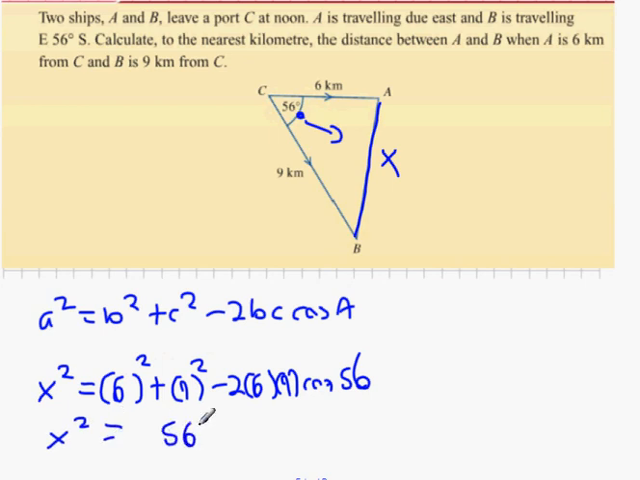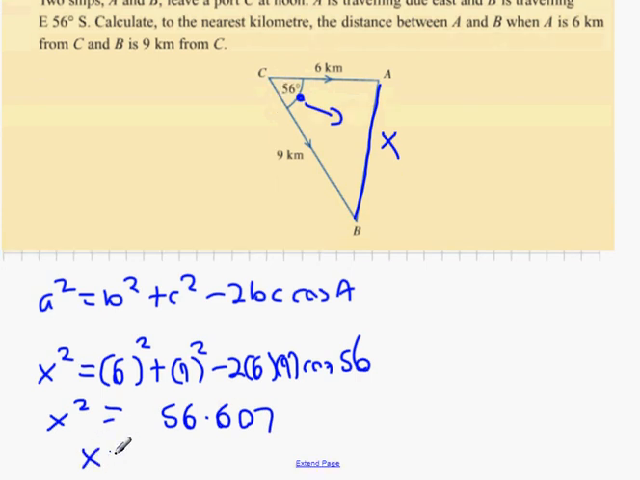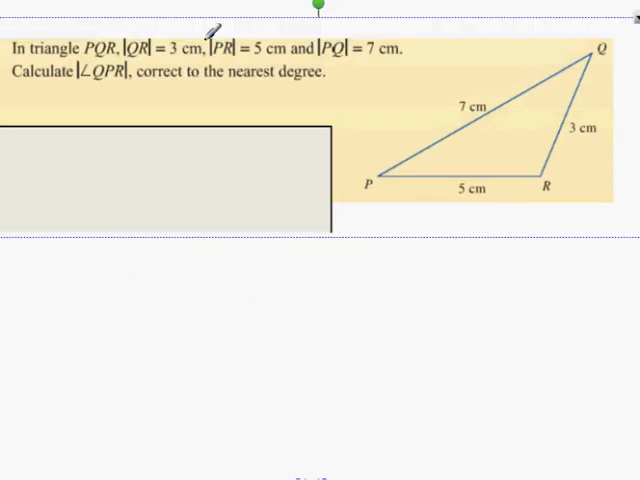56.607. Square root that, and what do we get? 8. Because we have to round it up, don't we? So it's 8 kilometers. How many people got that one? I think that was a pretty clean question overall. So most of you. Alright. Finally, I'll have time for this, yeah.